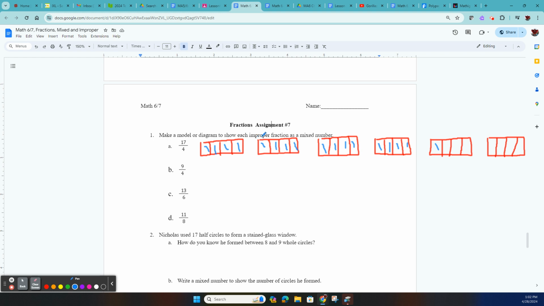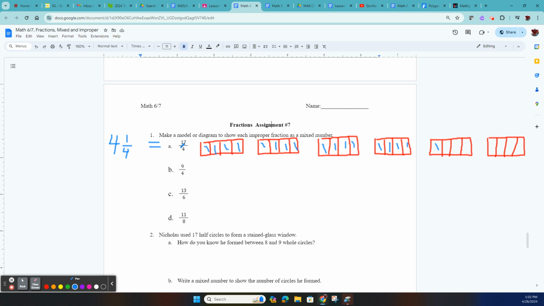But now the question's also asking me to say, what are these improper fractions as a mixed number? Well, that's actually pretty darn easy now that I've made this model. All I have to do is count my wholes. 1, 2, 3, 4 wholes. And I've got 1 out of 4, or 1/4 left over. So 4 1/4. That's equivalent to 17 fourths.